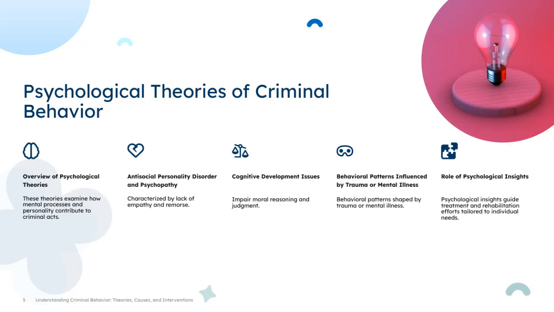When we talk about psychological theories of criminal behavior, we're looking at how mental processes and personality traits can influence someone to engage in criminal acts. One key area is antisocial personality disorder and psychopathy, which are often marked by a lack of empathy and remorse, making it easier for individuals to harm others without guilt. Another important factor is cognitive development. When someone's moral reasoning or judgment is impaired, they may struggle to understand the consequences of their actions or distinguish right from wrong. Trauma and mental illness also play significant roles, as they can shape behavioral patterns in ways that increase the likelihood of criminal behavior.